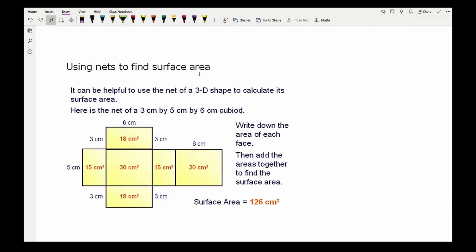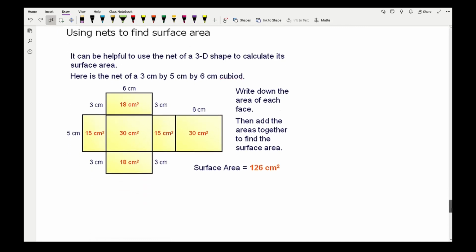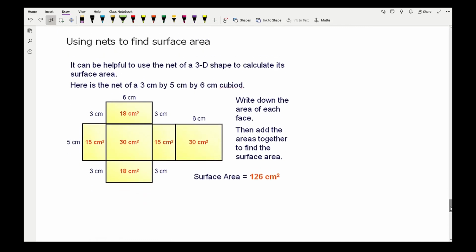So let's have a look at some actual examples and techniques of being able to do this without using the formula, just another method that you might want to use. Here we're using nets to find the surface area. Now, when it comes to this particular shape, if I just draw this potential cuboid out, in terms of the lengths, we've got lengths of 6, 5 and 3. Then we can work out each of the individual faces.